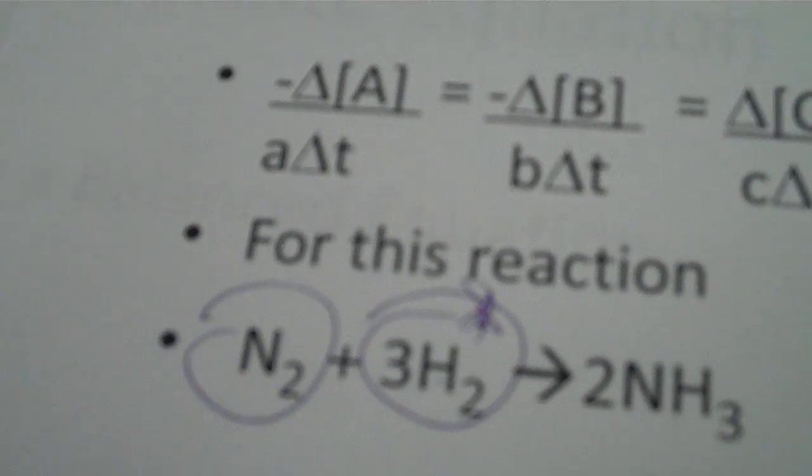I'll show you that real quickly. So right here, we only have 1 of these and 3 of these. So therefore, this one's going to go 3 times faster, get used up 3 times faster than that other one, than N2.